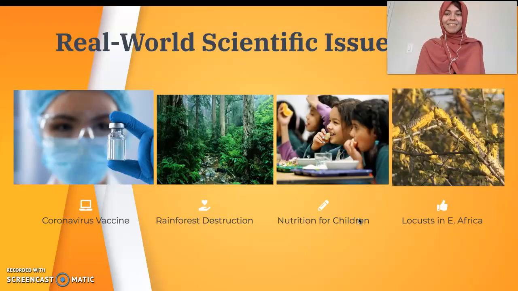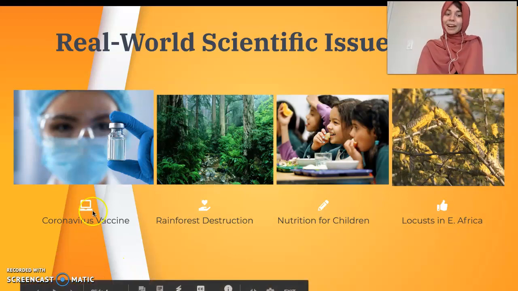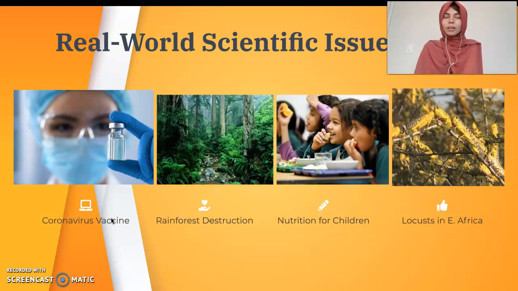So here are some real-world scientific issues that I came up with when I thought of it. I don't know if yours were the same, but these are just some of mine. So for example, the coronavirus vaccine. This is very important right now. Coronavirus has affected millions of people around the world, led to hundreds of thousands of deaths. We don't have a vaccine for it until we get one. It's going to cause a lot of problems. So that's one thing that I'm definitely thinking about a lot. I'm sure you guys are all too.